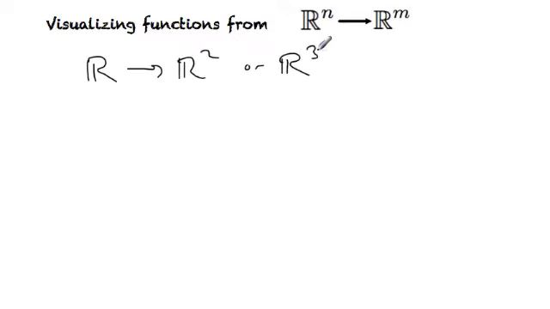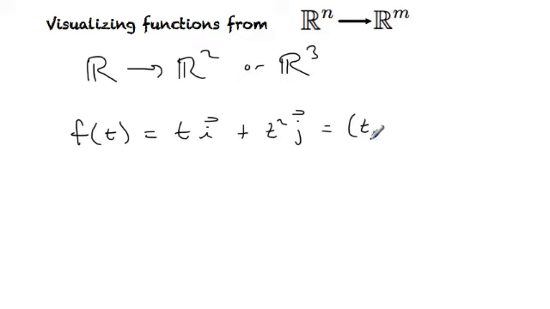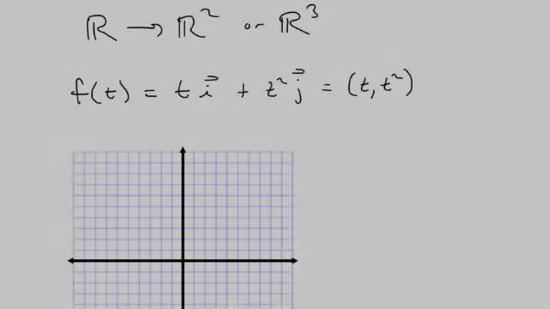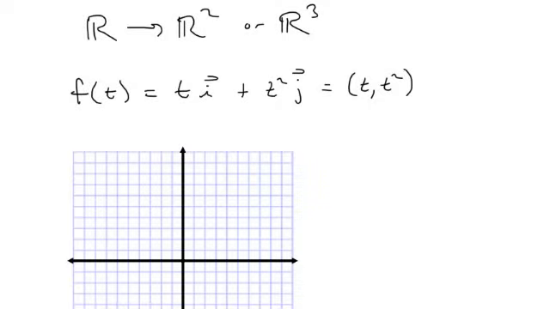And typically these are parametric type equations. So we have something like f of t is equal to t times i hat plus t squared times j hat. This was an example they gave in the book. You could also equivalently write this as f of t is equal to (t, t squared), and that implies that the x-coordinate is determined by t and the y-coordinate is determined by t squared. Okay, so let's think about how we would plot this just for a second.